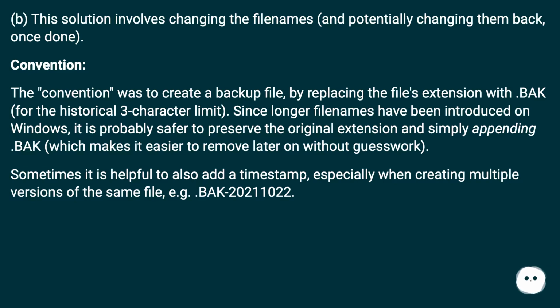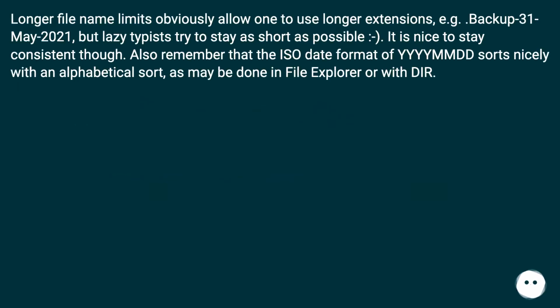Sometimes it is helpful to also add a timestamp, especially when creating multiple versions of the same file, e.g. .back20211022. Longer file name limits obviously allow one to use longer extensions, e.g. .backup31May2021, but lazy typists try to stay as short as possible. :) It is nice to stay consistent though. Also remember that the ISO date format of YYYYMMDD sorts nicely with an alphabetical sort, as may be done in File Explorer or with DIR.